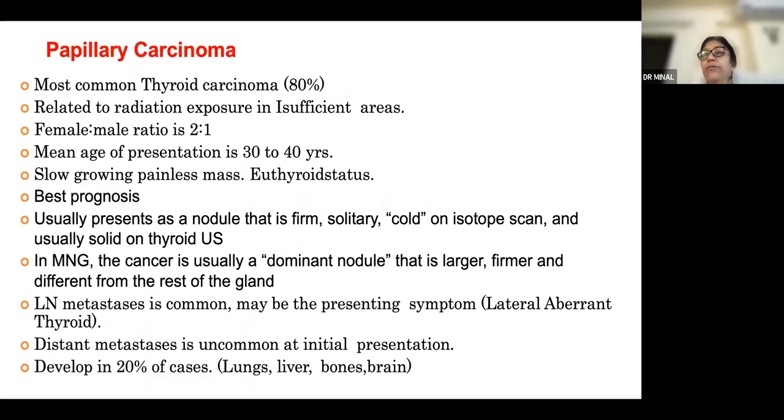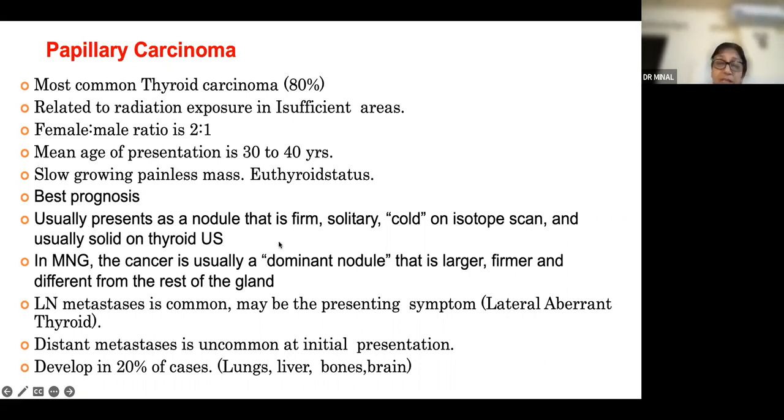Now coming to the variant types of carcinomas individually. Papillary carcinoma. Papillary carcinoma, as we talk, is the most common thyroid malignancy. So it is seen almost 80%, 75% we just studied. And this is the variant which is related to iodine sufficient areas, but when the patient is exposed to radiations. Again, females are more affected, that is 2:1 ratio. Age is younger age involvement. Patient is mostly euthyroid in status, and this is the malignancy with best prognosis.